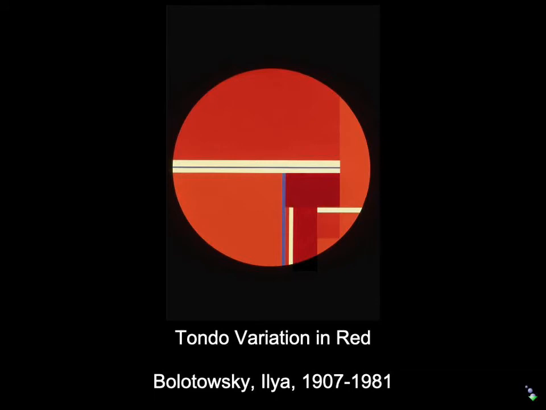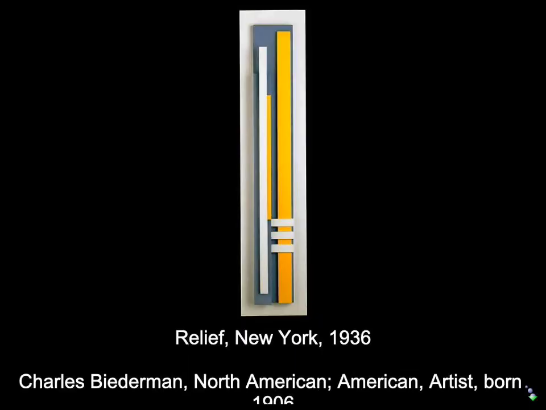Or this last Bolotowsky we'll look at, a tondo. A tondo is a round painting. It goes actually all the way back through the Renaissance to ancient Rome. Very traditional form with a beautifully designed red geometry structure in the center.